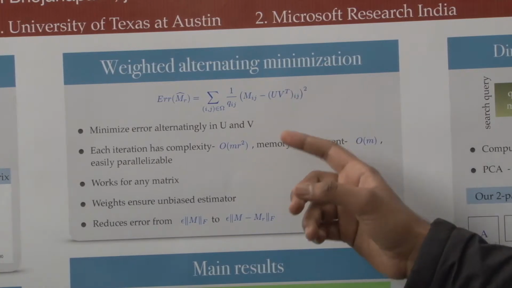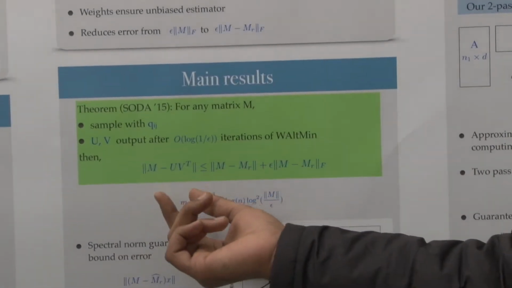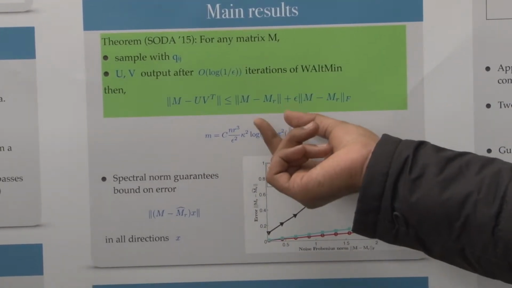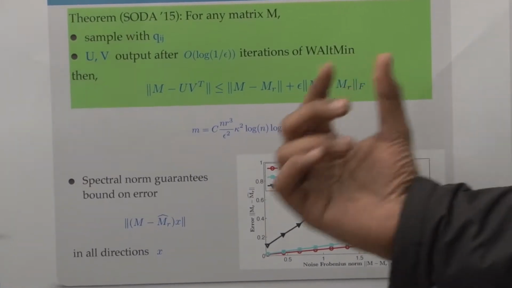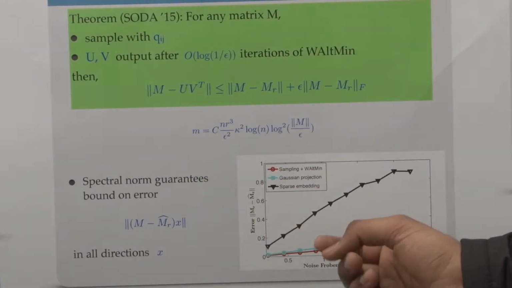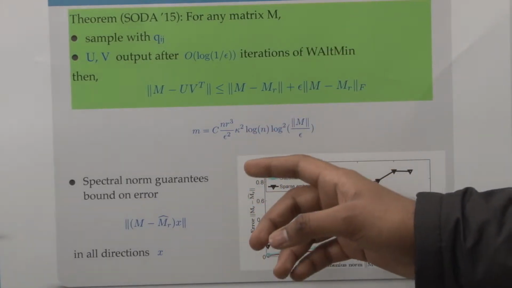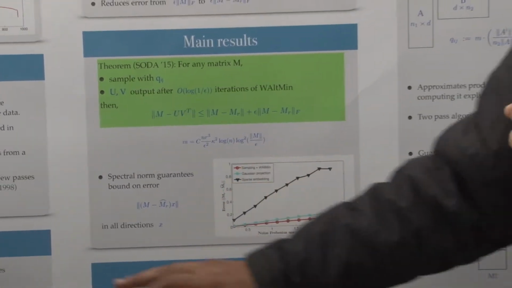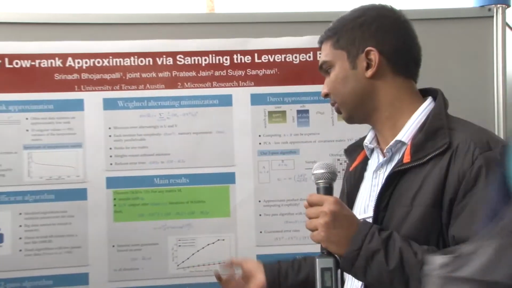Once we do order log 1 over epsilon such iterations, what we can show is that the error in spectral norm to the true matrix is bounded by the best rank r error you can achieve by doing SVD, plus an epsilon approximation error obtained by this algorithm. The number of samples you need for such an approximation is only order n r cubed by epsilon squared. So this is our main result, where we show that just sampling a linear number of entries will give you an epsilon approximation to the best SVD possible.